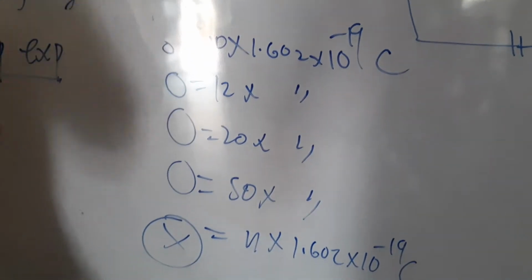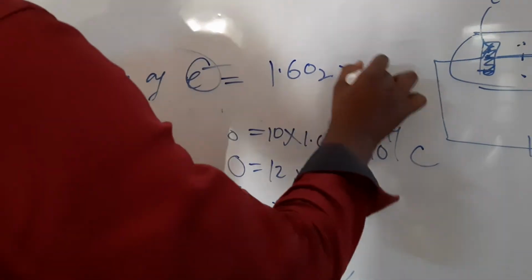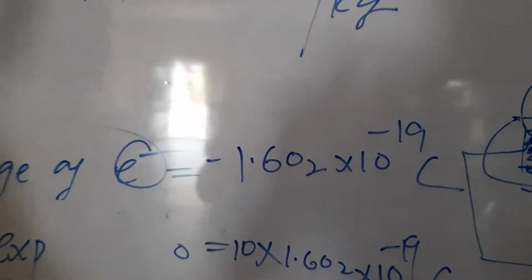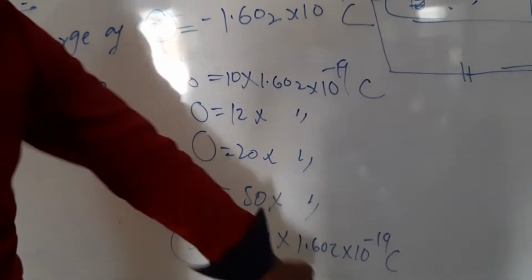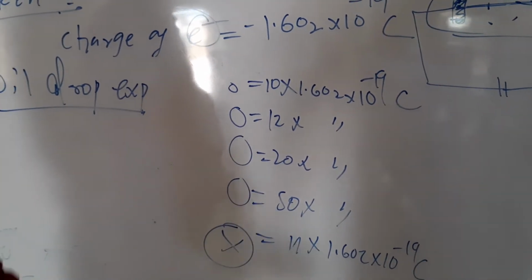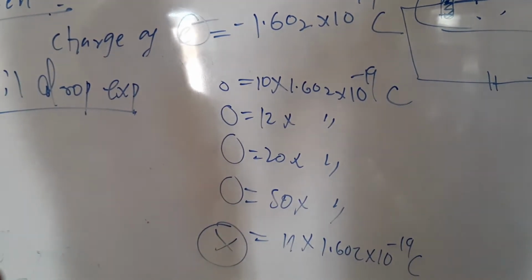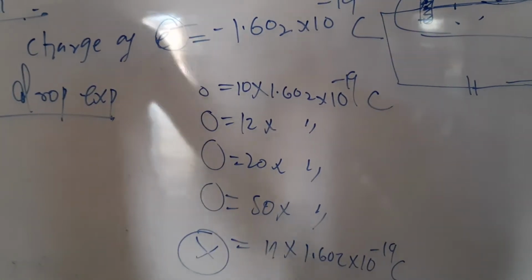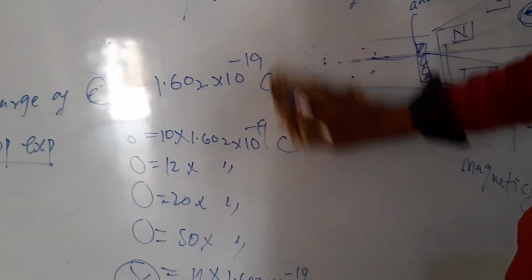So finally he concluded that the electron charge is 1.602 into 10 power minus 19 coulombs, with a negative charge. The charge on each oil drop is n times, that means an integral multiple of this value. So he concluded that the electron charge is also this value. So this is Millikan's electron charge discovery.